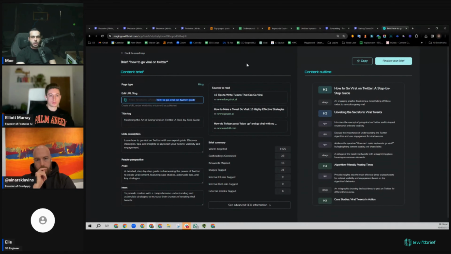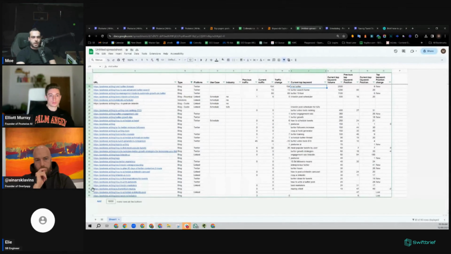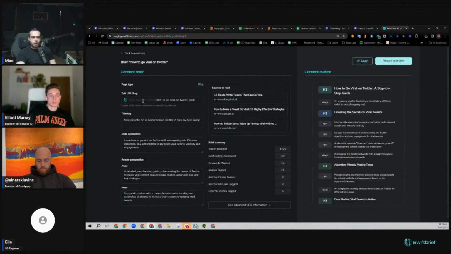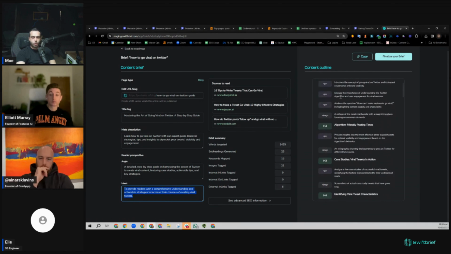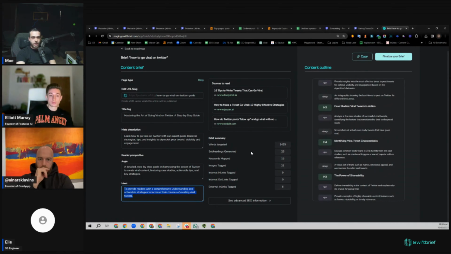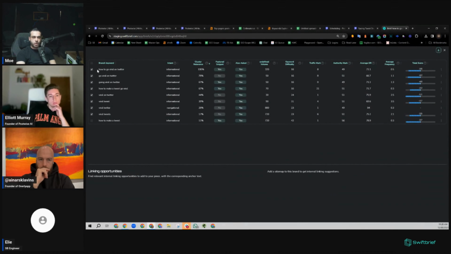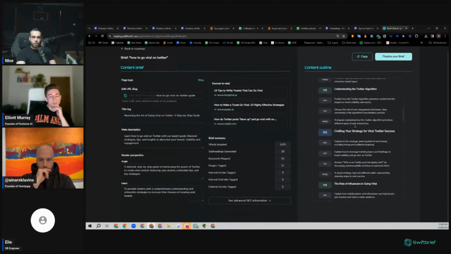So that would be brought into the roadmap. And then we have our, actually that already exists on the roadmap. That was one of our opportunities. We have our title tag, our meta description, the angle for the writer, and the intent of the user for the writer to take into consideration. Number 1, number 2, and number 3 results on SERPs, and a brief summary of the words or the word count targeted, the subheadings that we're generating, that's your H2s, H3s, and so on, the keywords that were mapped from earlier. We can take a look at those keywords to see how they have been integrated into the outline.